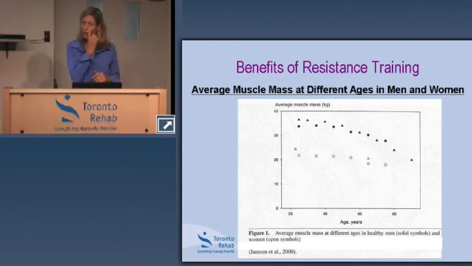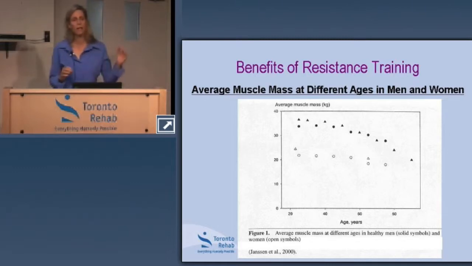Well, we know that weight training is actually important for everyone because people will lose 30% of their muscle mass between the age of 20 to 80. And that's actually depicted on the slide in front of you. The solid symbols represent the average amount of muscle mass in men, and the open symbols represent the average amount of muscle mass in women. And on the horizontal axis, you'll see age. So as age increases, the amount of muscle mass gradually decreases.